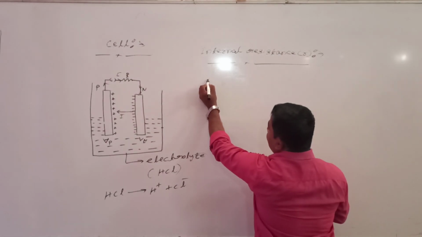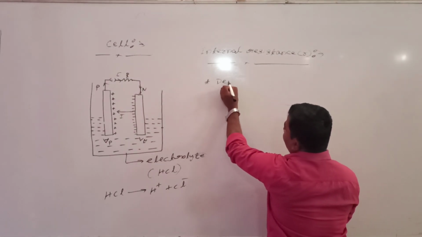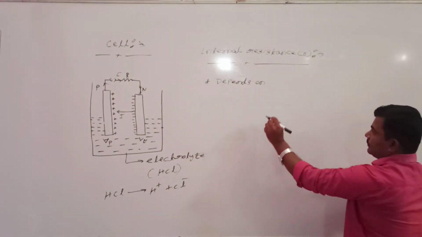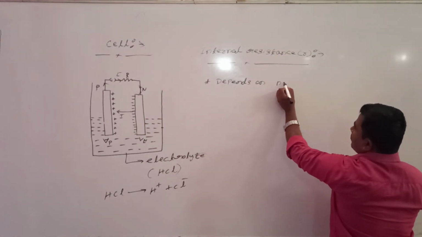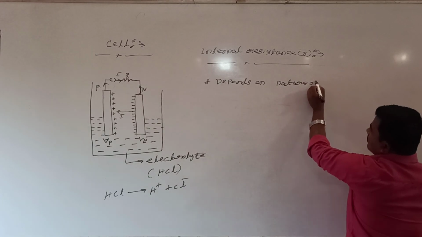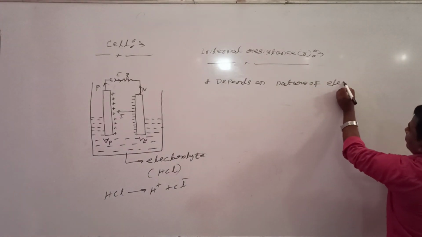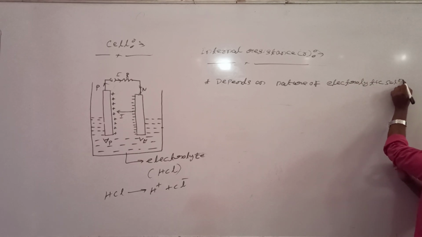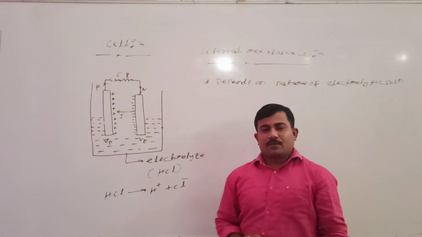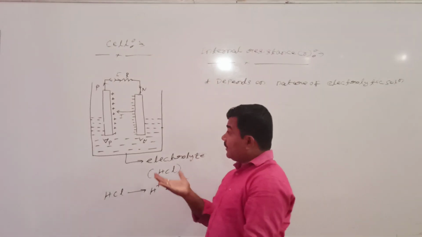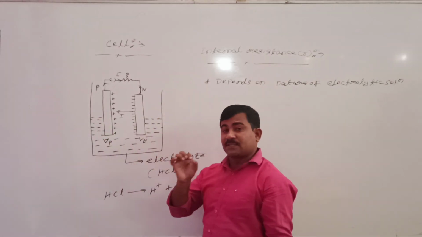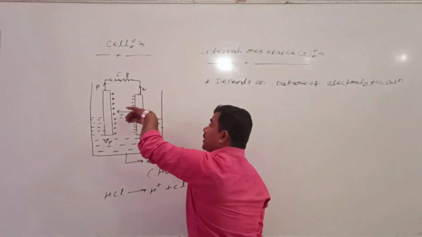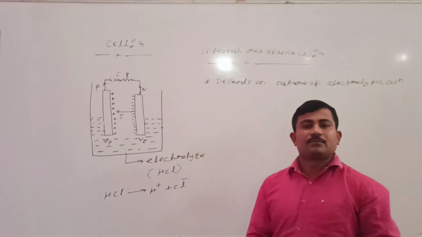Internal resistance of the cell depends on the conductivity of the electrolytic solution, the nature of the electrolytic solution. First factor. The more the conductivity of the electrolytic solution, the lesser the internal resistance of the cell. If the solution has more conductivity, ions move easily, and due to that there is no opposition at all.